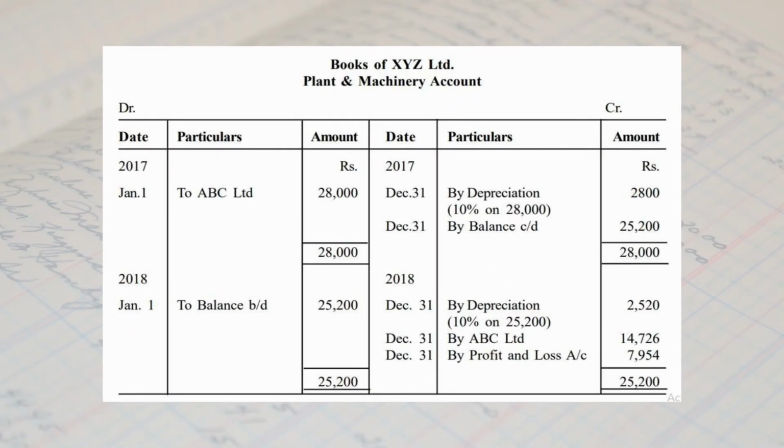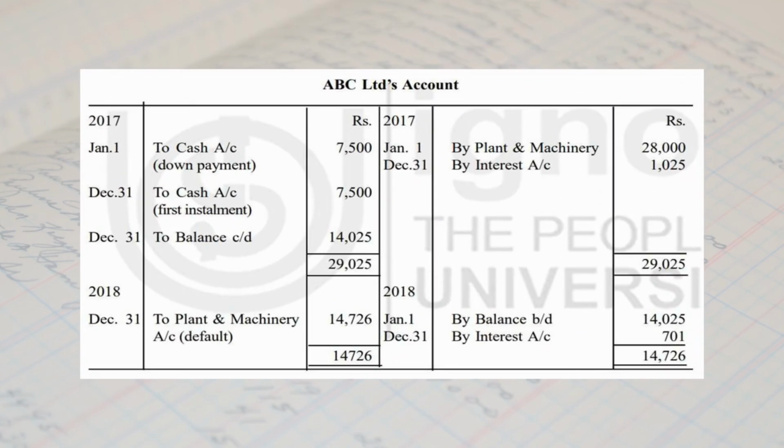First, in the books of XYZ Limited, that is, in the books of the hire purchaser. The hire purchaser will make two accounts, the asset account and the vendor account. This is the asset account and the second one is ABC Limited, the hire vendor. First we will discuss the hire vendor account and then the machinery account. That will make the process simpler to understand.